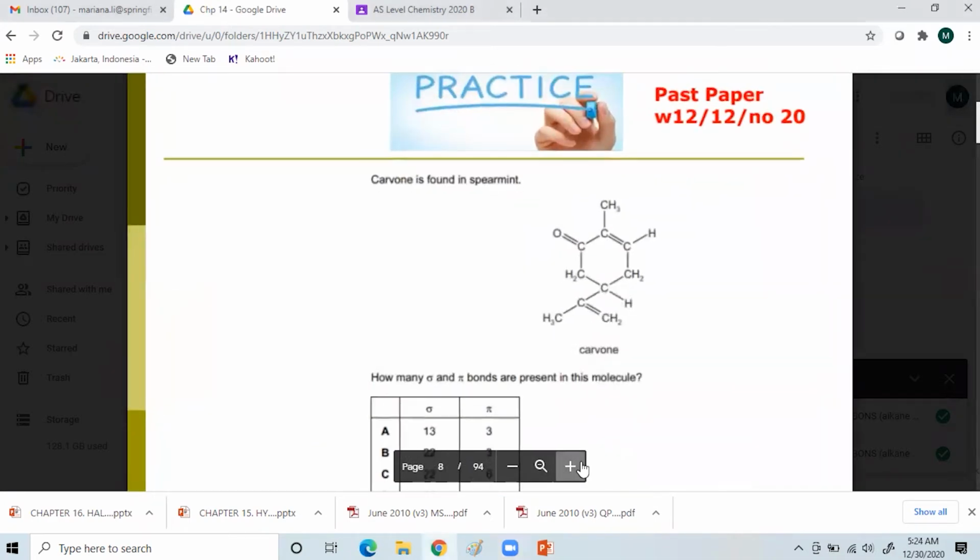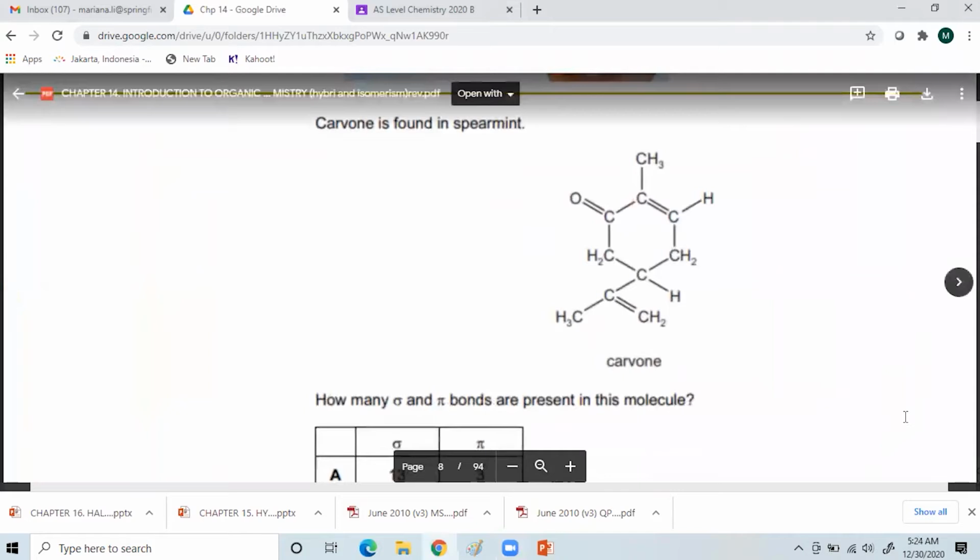Now let's practice. This is carvone, found in spearmint. How many sigma and pi bonds are present in this molecule? Okay, please pause this video and start to count.